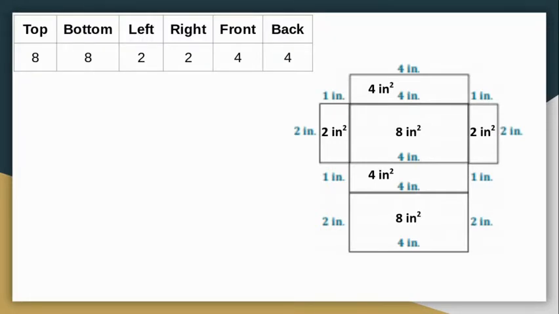What patterns do you notice in our table? One thing that I observe is that there is 2 of each measurement. Both the top and bottom have the same area, the left and right have the same area, and the front and back. This definitely seems like it could be a pattern to watch. Let's see if it holds true after another example.